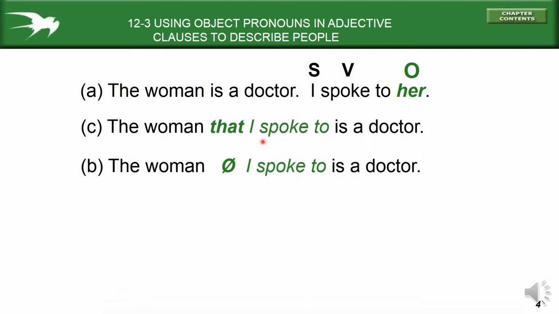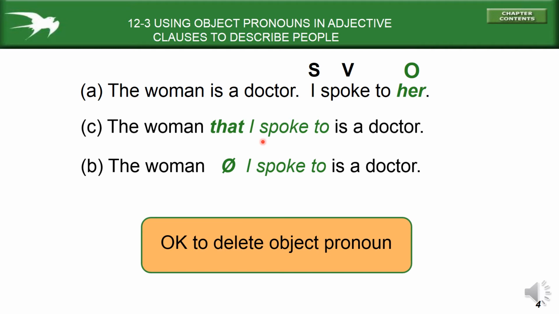So here we continue with the same idea. We have to use the object pronouns in adjective clauses. So we said in the previous slide that I can use that instead of her, which is the object pronoun. So the woman that I spoke to is a doctor. Another way is to omit that and just write the woman I spoke to is a doctor. So it's okay to delete the object pronoun.